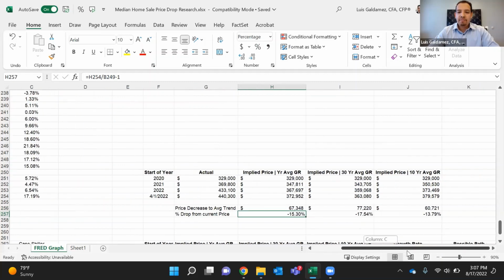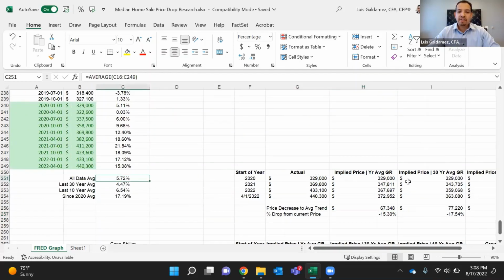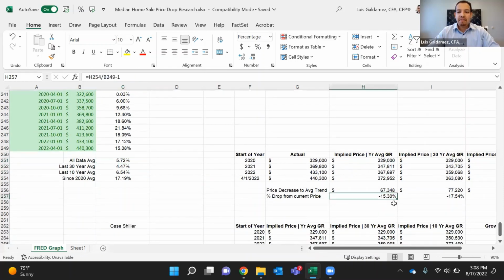And I show you here some other alternatives looking at the 30-year. If you're looking at the 30-year trend, it would have to decrease by 17.54%. If you wanted to use a 10-year trend, 13.79%. So again, I'm giving you some alternatives to kind of get you to think. If you disagree with me, go ahead and pick your data set. I think going back to 1963 until now, it's broad enough for me to feel comfortable and confident that that 5.72% annual increase is a good baseline to start with, right? So that means you would have to decrease by 15.3% from where we are today.